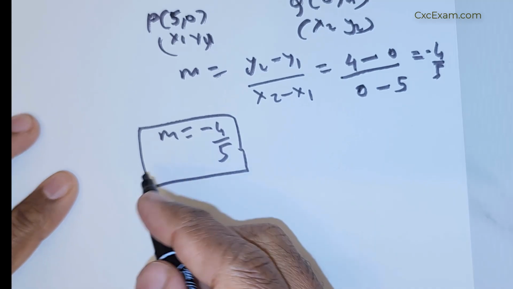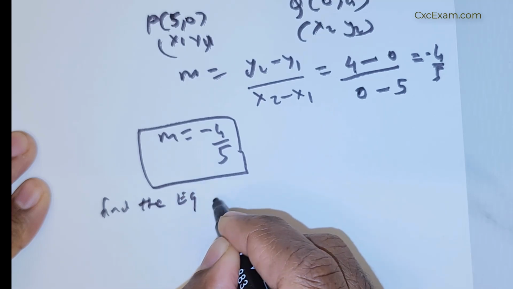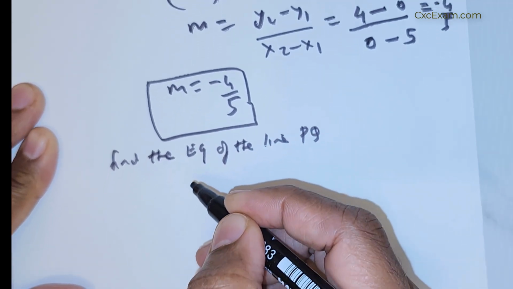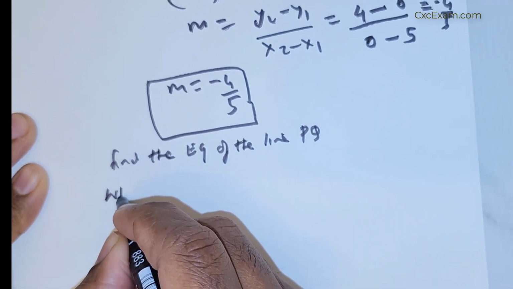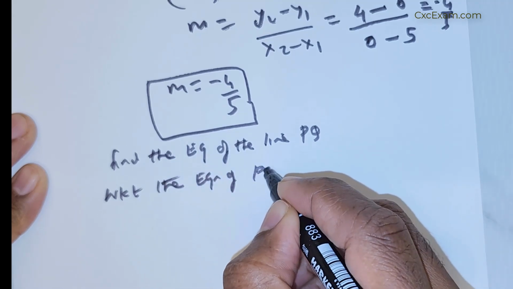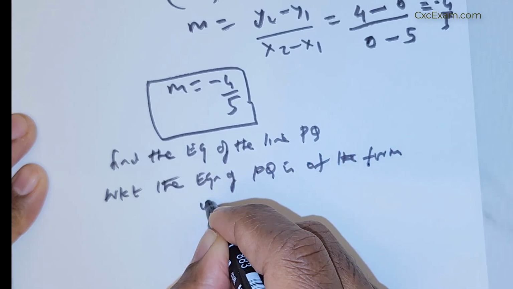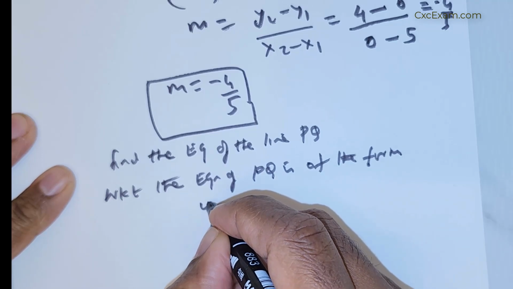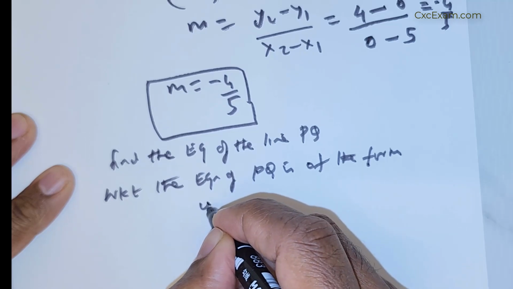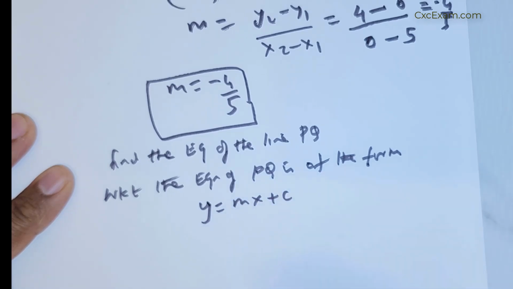Okay, next we are asked to find the equation of the line. So in this case it is PQ. Now this is a straight line, so we know that the equation of PQ is of the form y is equal to, what you can do is you can outrightly write it as y is equal to mx + c. This is the form.